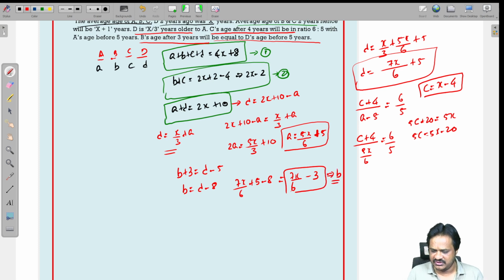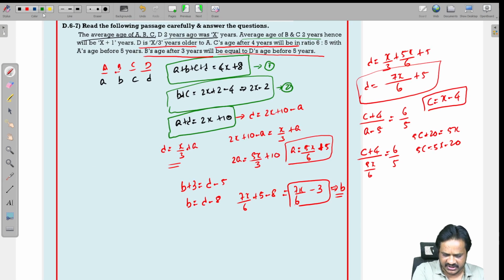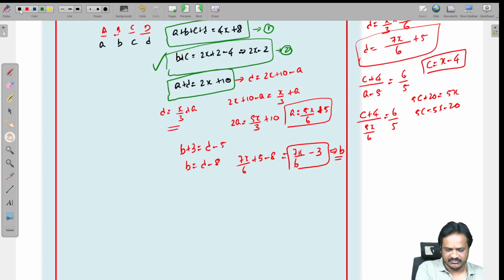Now, there is one more thing you need to take. Here already I have written B plus C is equal to 2x minus 2. B plus C is 2x minus 2. Here how much I got B value?